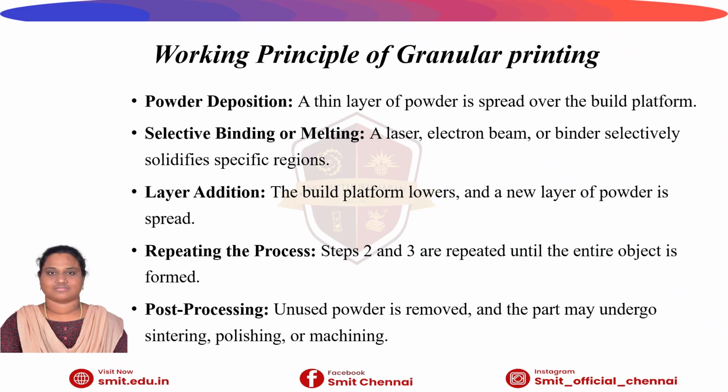So the specific regions of the powder layer are solidified according to the digital design. This is done in two main ways. First way, a laser or electron beam melts or sinters the powder particles together, as in selective laser sintering. Second one, a liquid binder is sprayed to glue the powder particles together, as in binder jetting. Only the required areas are solidified and the remaining powder stays loose.